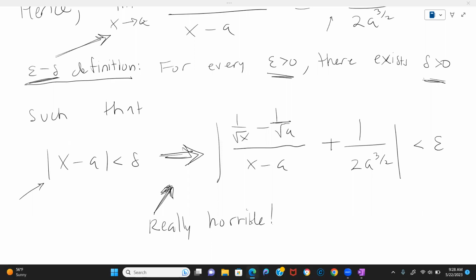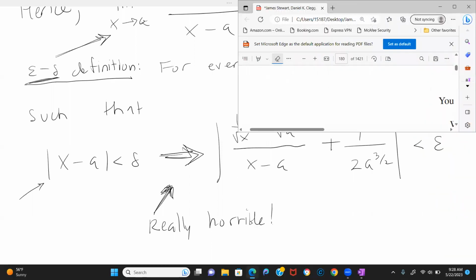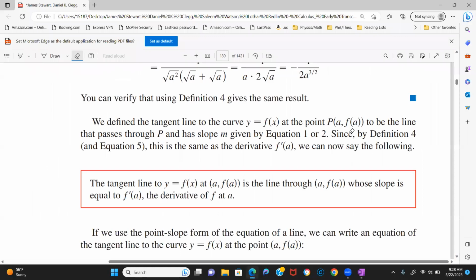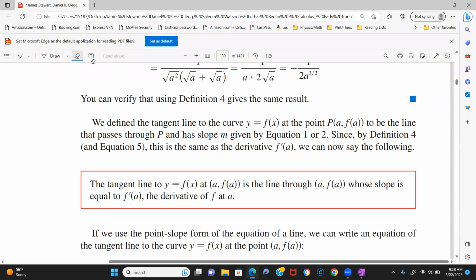So there's just one last thing I want to show you in the book, and then that'll be all. Just two more things actually. This statement in the box is just a summary of what we've done so far. If you have a function, you can draw a curve associated to it, and you can talk about a tangent line to this curve at this point. What we've seen is that the tangent line through this point has slope equal to the derivative. The derivative just is the slope of this tangent line.